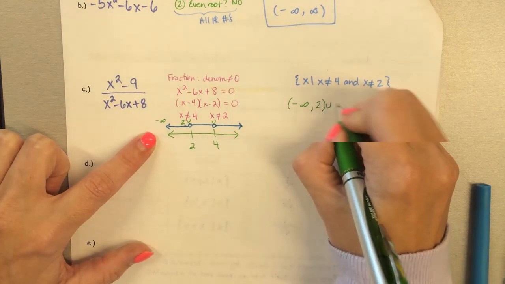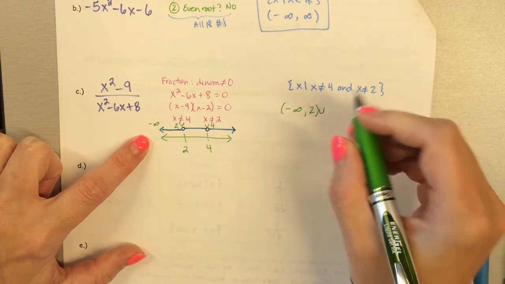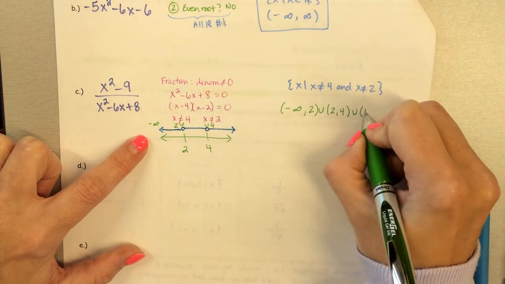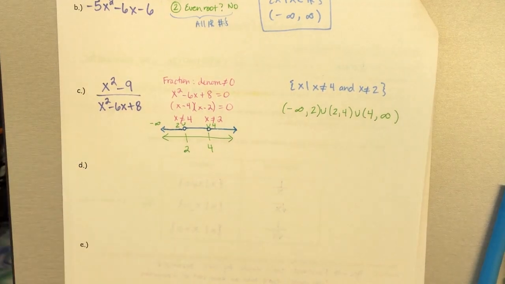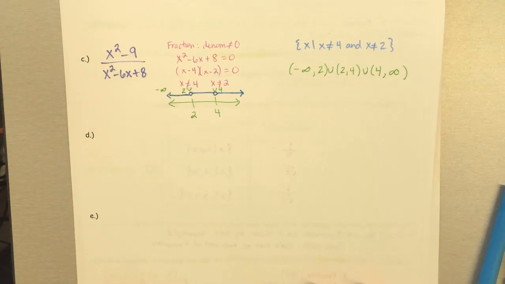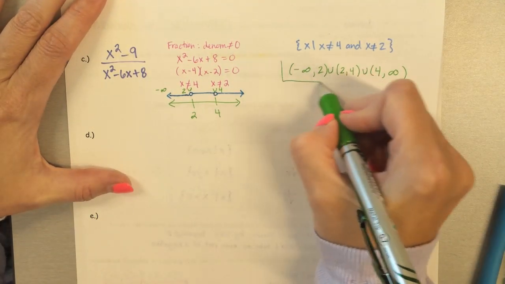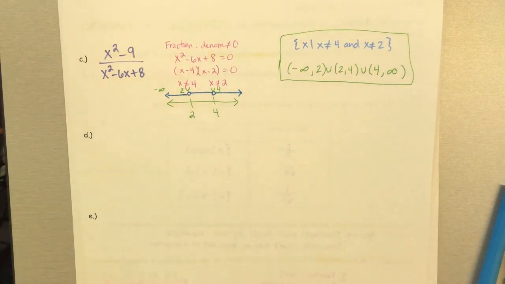And then we're going to join that with 2 to 4, and then we're going to do 4 to infinity. Okay, so you can have more than one union, that is fine. It's going to happen when you have 2 excluded values there.